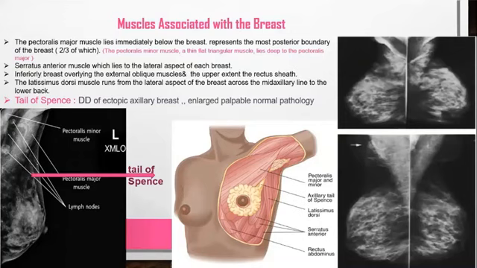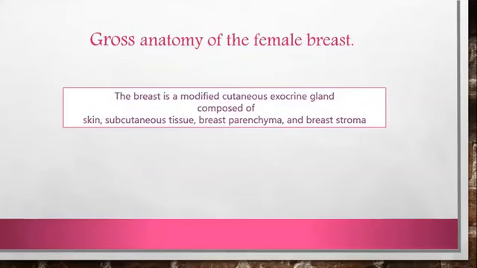Regarding hormonal stimulation, it can be enlarged during pregnancy, become palpable, fibrocystic, or tender, and cancer can also arise in this part of the breast tissue. It's okay. The breast is a modified cutaneous exocrine gland, as we mentioned before. It is composed of skin, subcutaneous tissue, breast parenchyma, and breast stroma.